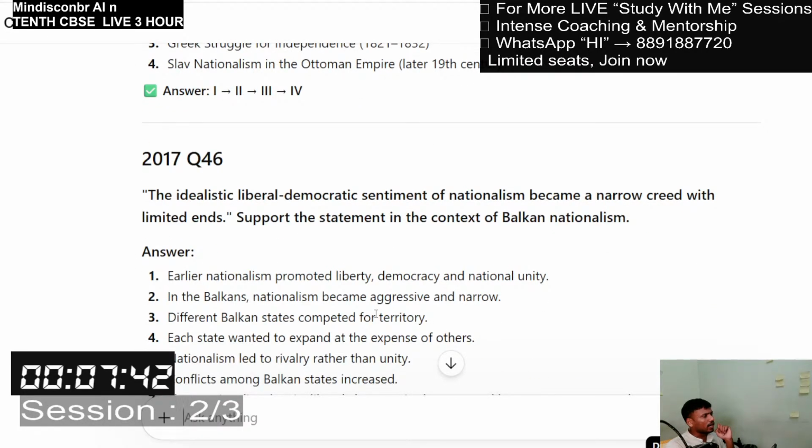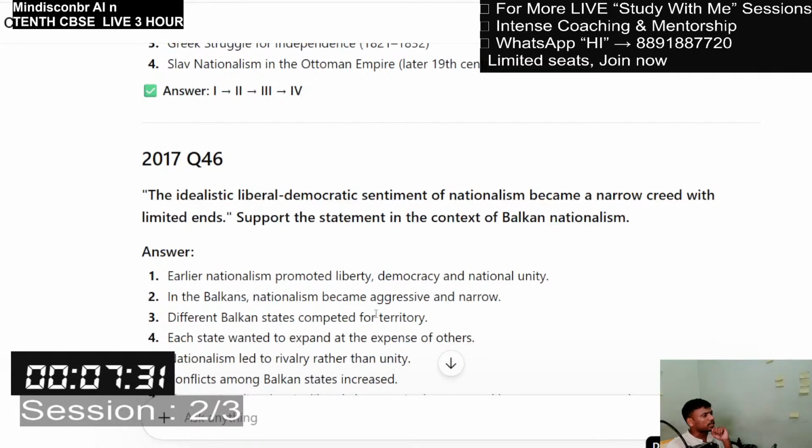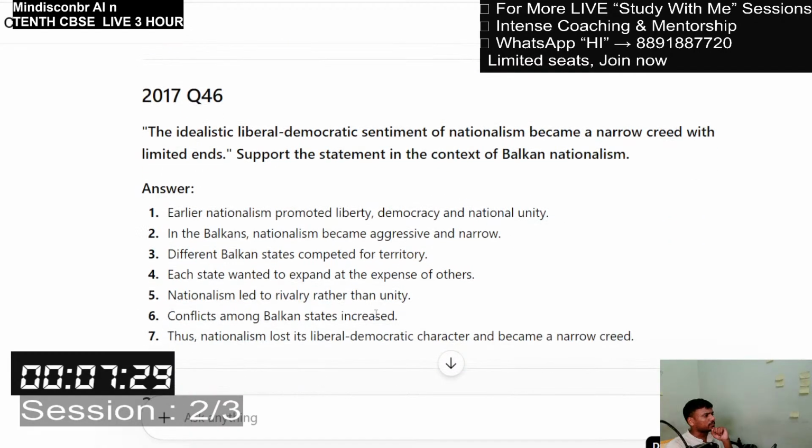The idealistic liberal democratic sentiment of nationalism became a narrow creed with limited ends. Support the statement in the context of Balkan nationalism.